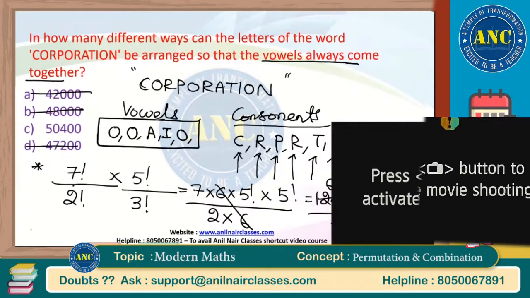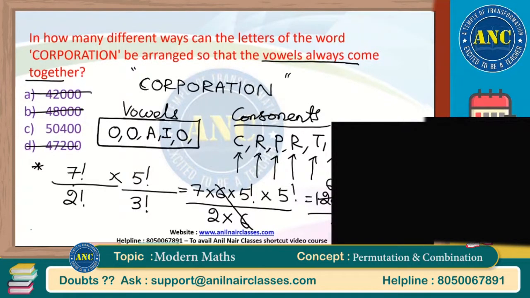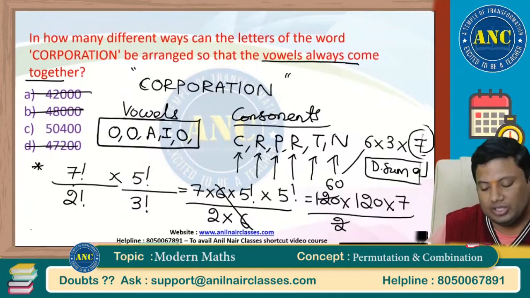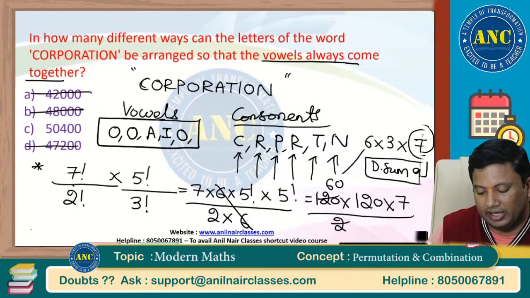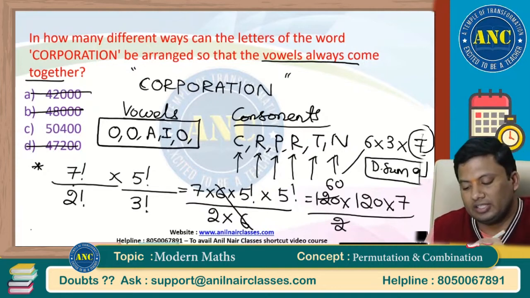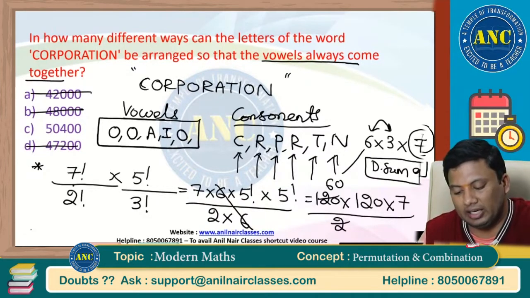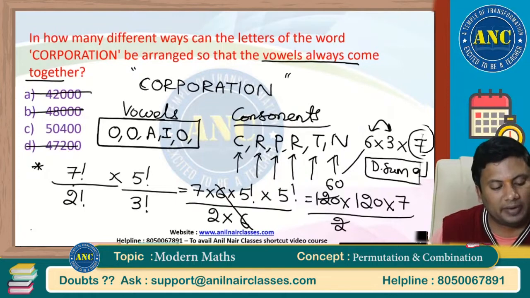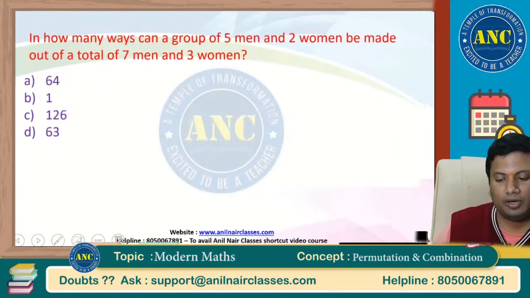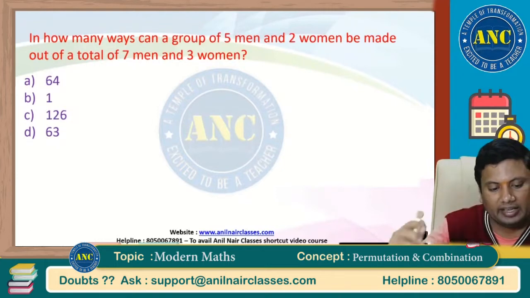Please do not multiply and waste your calculation time. 60 into 120 into 7. 60 digital sum 6, 120 digital sum 3, into 7. 6 into 3 into 7. 6 into 3 is 18, and 18 digital sum is nothing but 9. The answer's digital sum should be 9 and it should be divisible by 7. I hope the idea is clear.